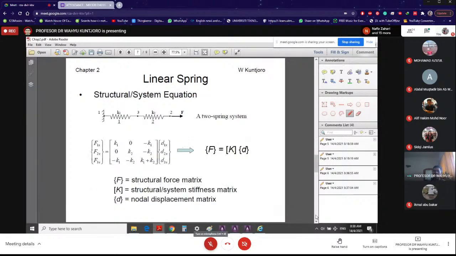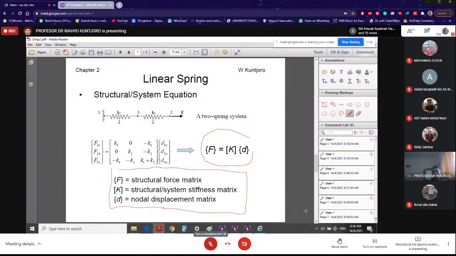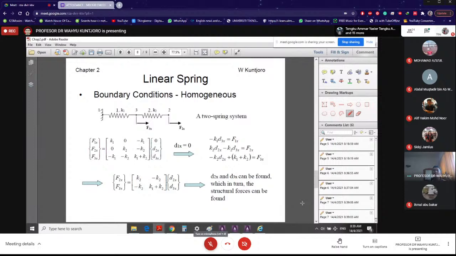So let's do it. By the way, this is what you have done just now. Now you have your structural equation, and this is the terms for that equation. And now let's talk about the introduction of boundary condition.